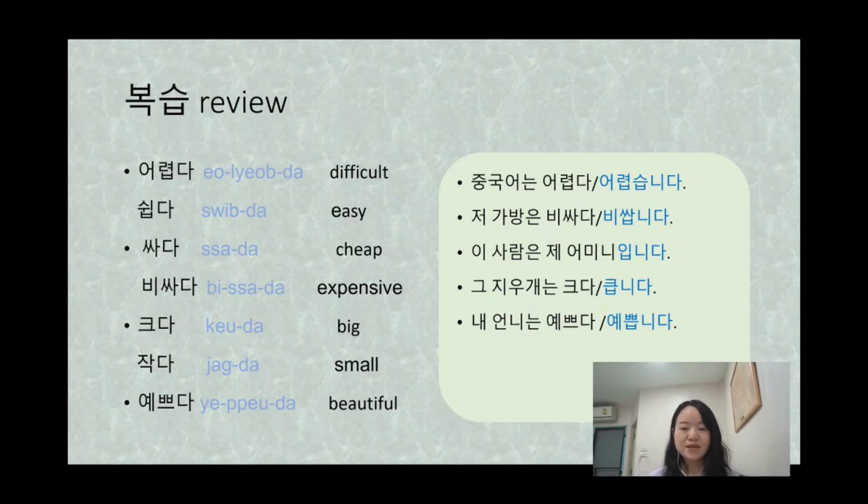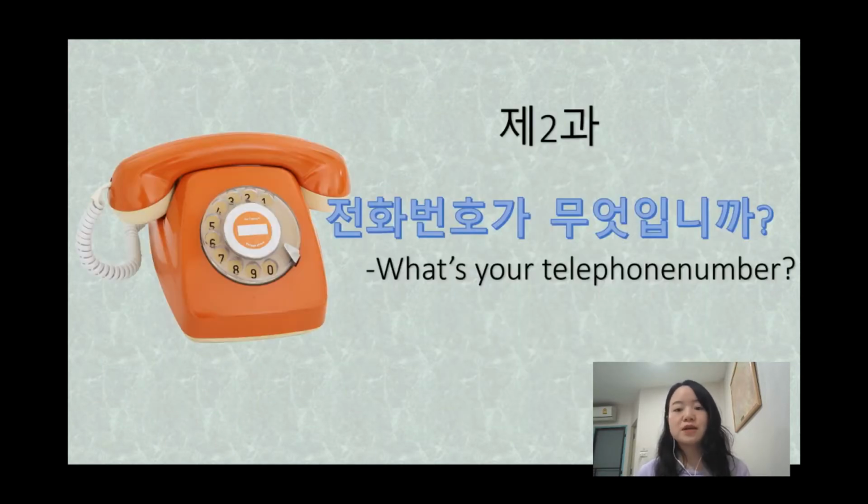Okay, so guys, you got it. If you talk to your friends, you use the first way, 어렵다, 쉽다. But if you talk to someone older than you, you should use 니다 or 습니다. Okay, so that's the review. Now let's move on to our today's class. It's about numbers.